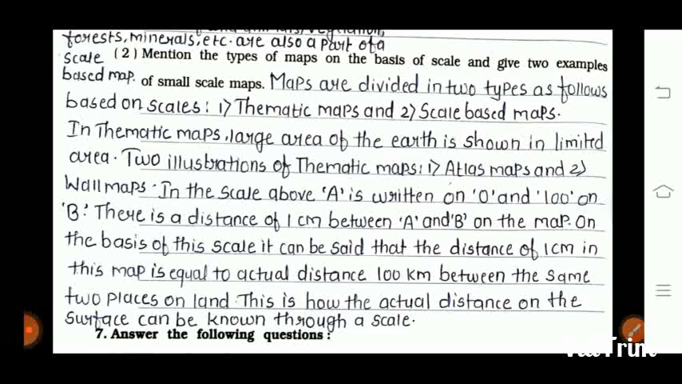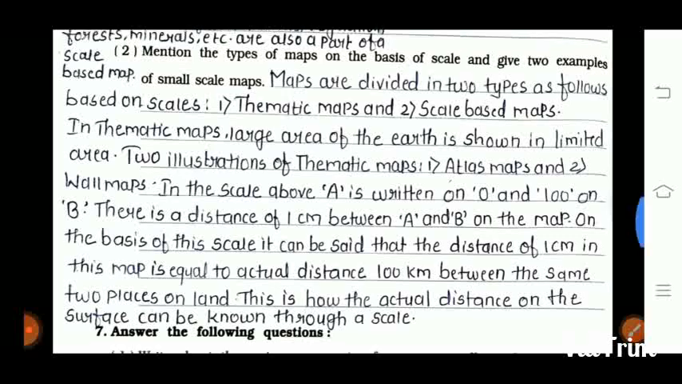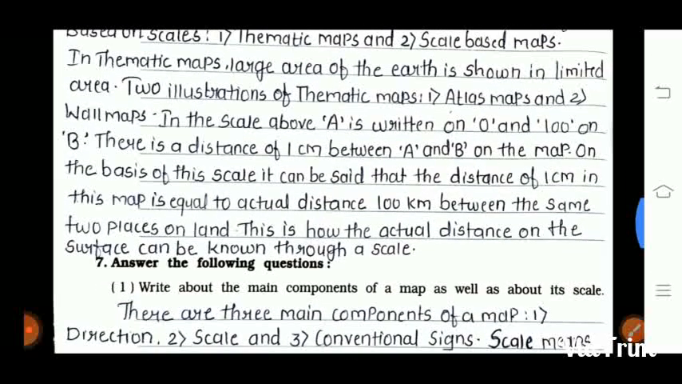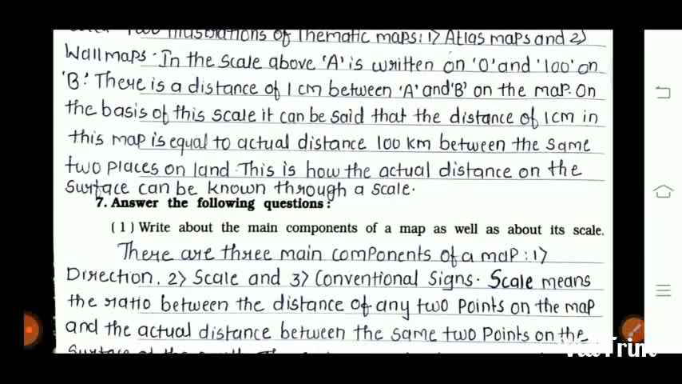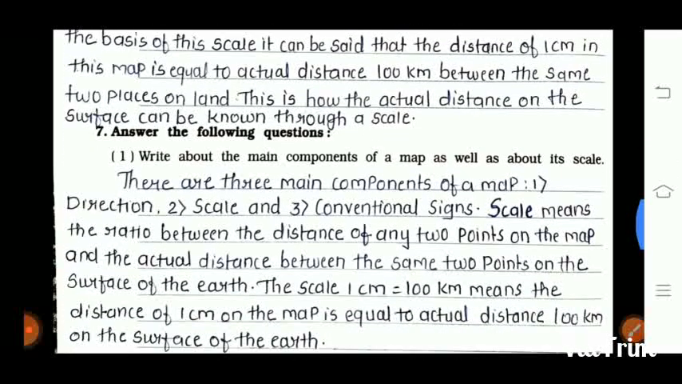In the scale above, 0 is written on A and 100 on B. There is a distance of 1 centimeter between A and B on the map. On the basis of this scale, it can be said that the distance of 1 centimeter in this map is equal to the actual distance of 100 kilometers between the same two places on land. This is how the actual distance on the surface can be known through a scale.